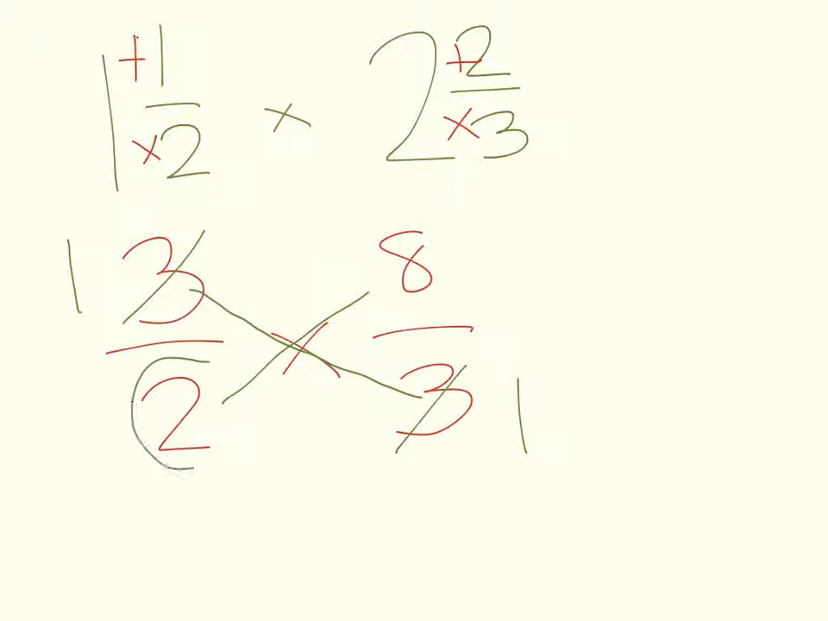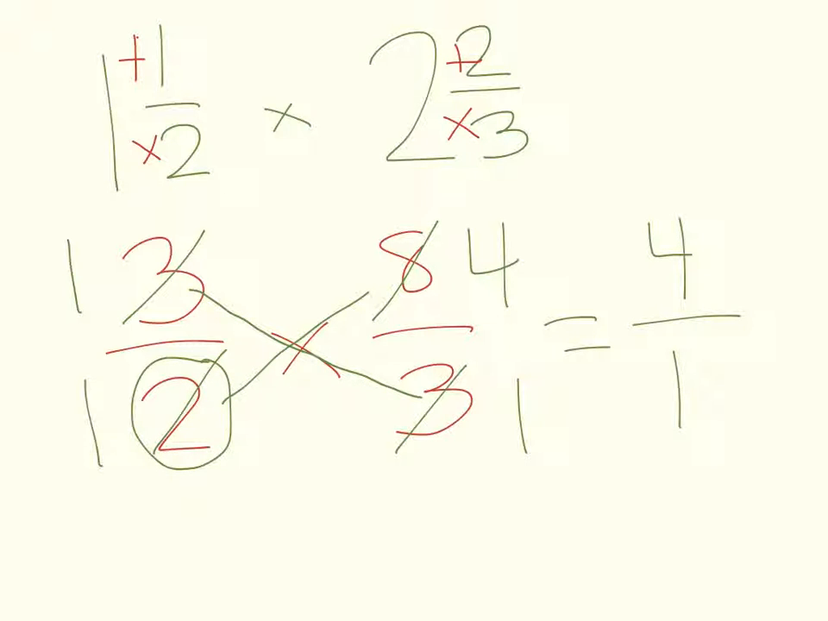So again, I look at my smaller factor and I ask myself, can I divide 8 by 2? And the answer is yes. So I'm going to divide 2 by 2 and get 1. I'm going to divide 8 by 2 and get 4. Now I'm going to multiply my numerators. 1 times 4 is 4, and 1 times 1 is 1.